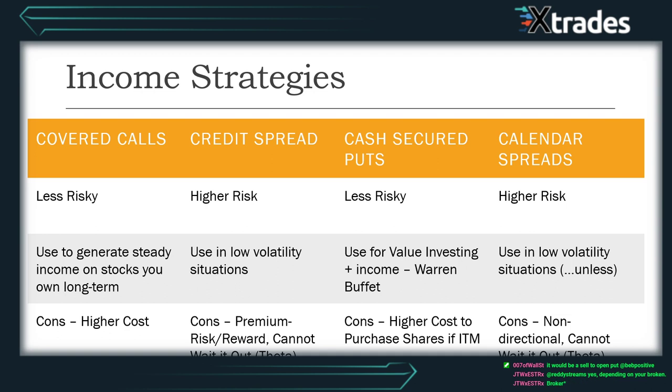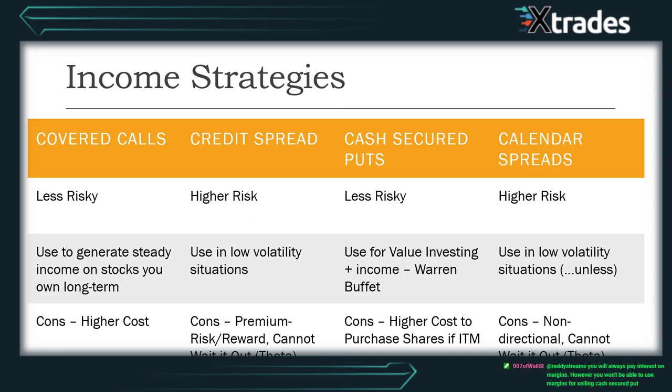Okay, moving on. Calendar spreads. Calendar spreads are usually used in low volatility situations, similar to the credit spread, just because it's more predictable. You know what's going to happen. You want the stock to stay flatlined because you just want to collect premium on the front-dated option while the front-dated option loses value and the back-dated option maintains value. This is mostly just collecting theta difference, right?